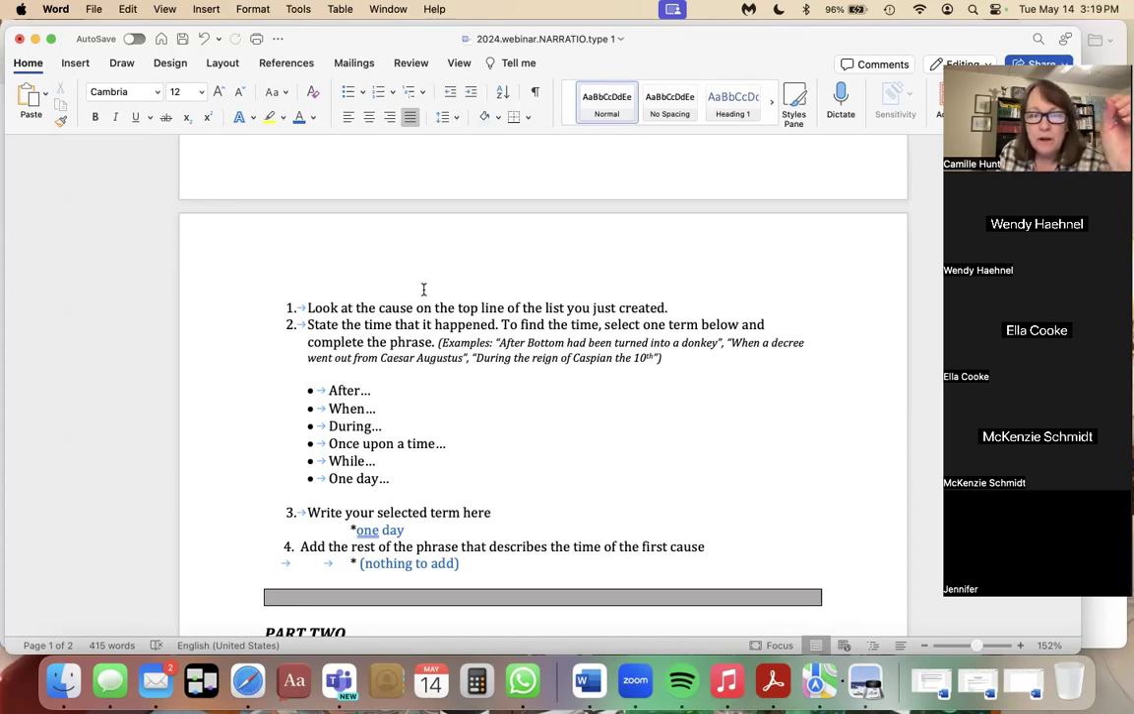Or we might write about another Narnia book and say that these events began during the reign of Caspian X. So we're going to say something like that. We start with some time. In this one, I picked one day. And then it says add the rest of the phrase that describes the time of the first cause.